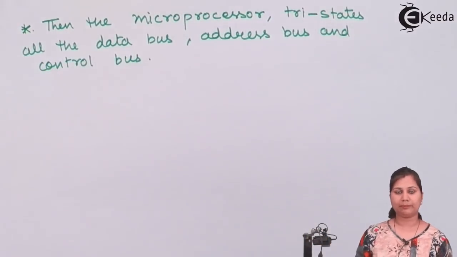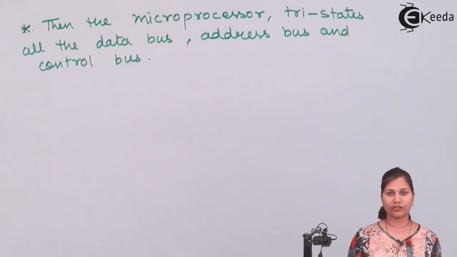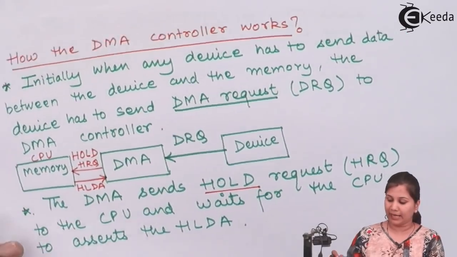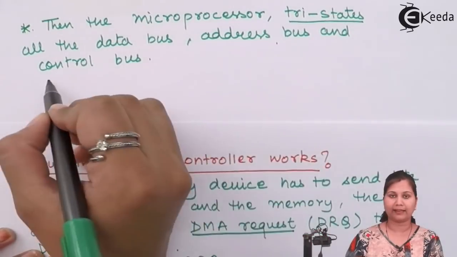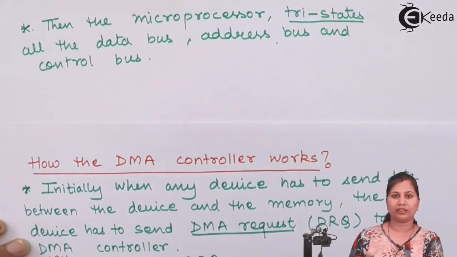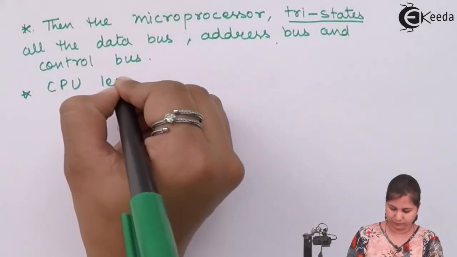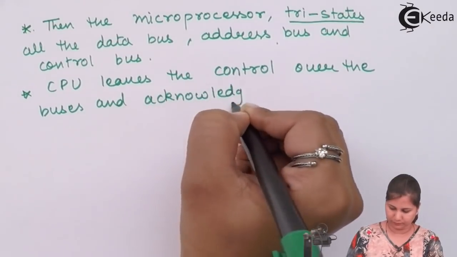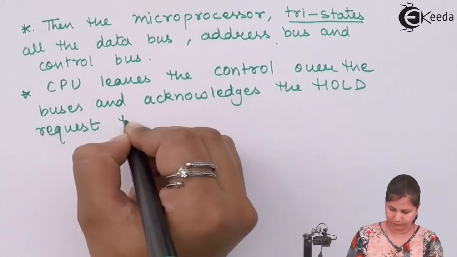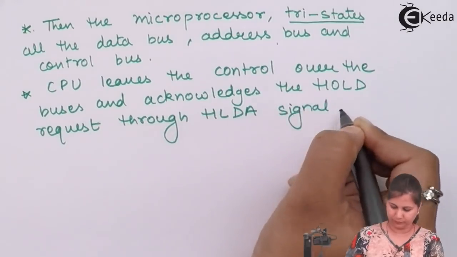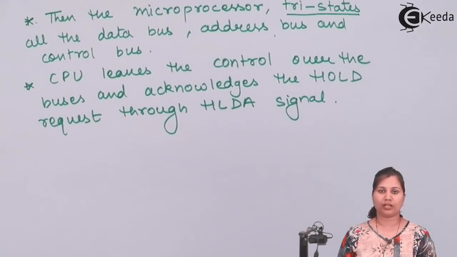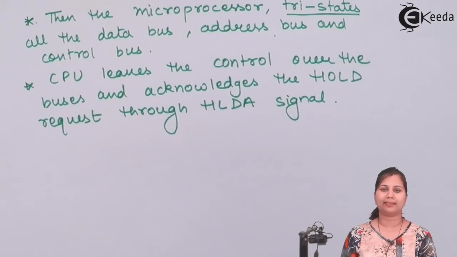Now when the CPU has generated the signal HLDA, it means it has acknowledged the hold request. So the CPU is now going to leave the control of the buses to the DMA, and it is going to tri-state the data bus, address bus and the control bus. So now the control of buses will be with the DMA controller. The CPU leaves the control over the buses, and it acknowledges the hold request through the HLDA hold acknowledge signal. Now the control of buses is with the DMA controller, and the DMA is going to transfer the data between the memory and the input output device.